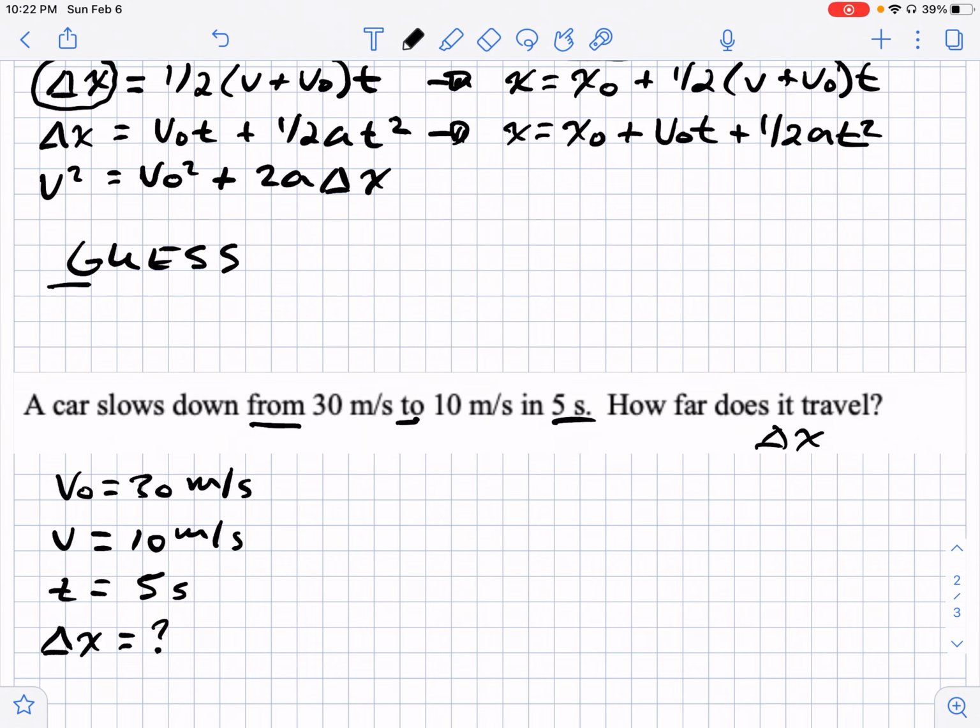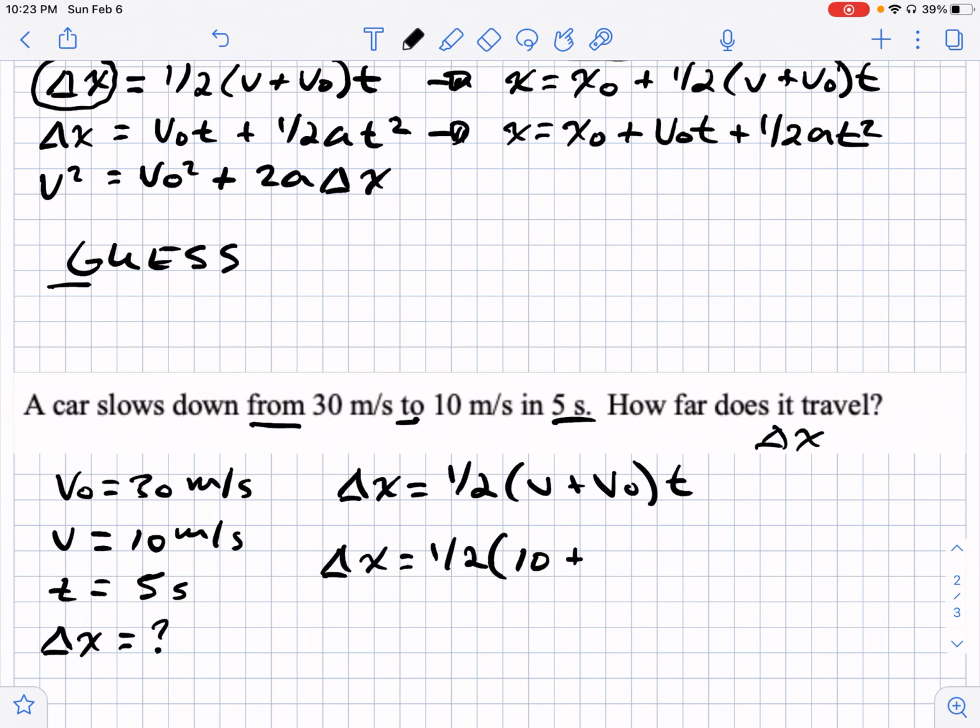So let's rewrite our equation. Delta x is equal to 1/2 (v plus v naught) times t. Now we can just plug and chug. Okay, we can start solving. So delta x is equal to 1/2. Final velocity is 10. Initial velocity is 30. And then your time is 5 seconds. So remember, do the inside parentheses first. So 40, half of that times 5.